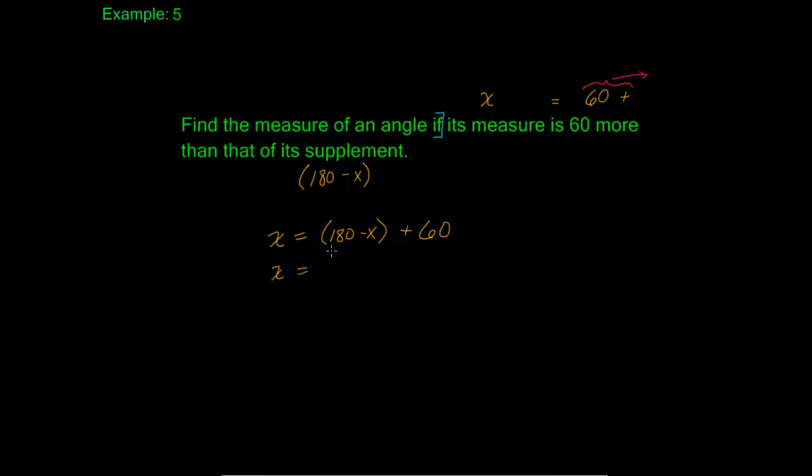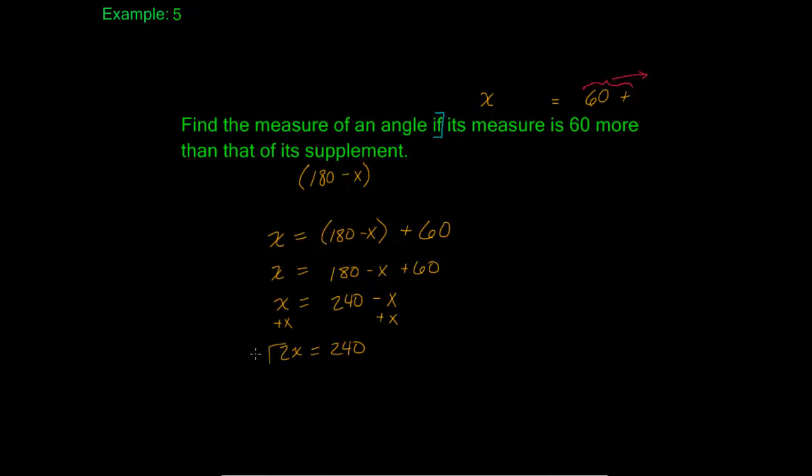We have an x equals, I can take this out of parentheses now, since there's a positive in front of it. No signs need to change. So let's combine our like terms. You'll get an x equals 240 minus an x. I'm going to add an x to each side here. That will give me a 2x equals 240.